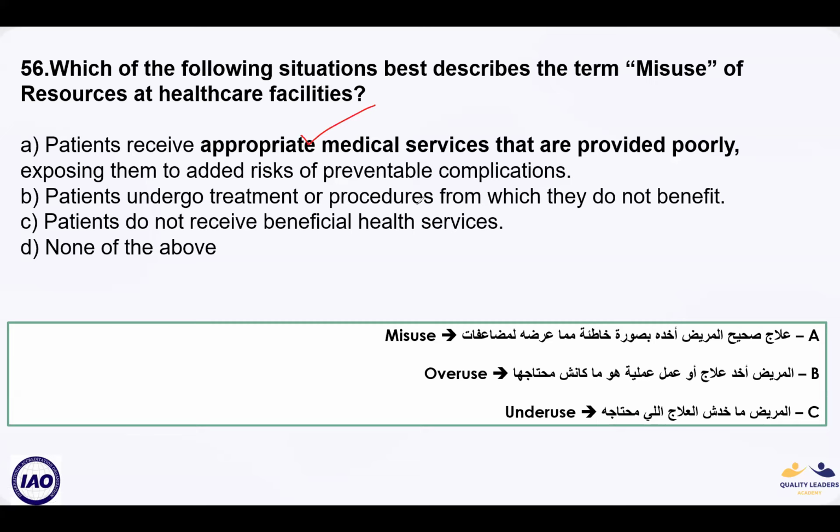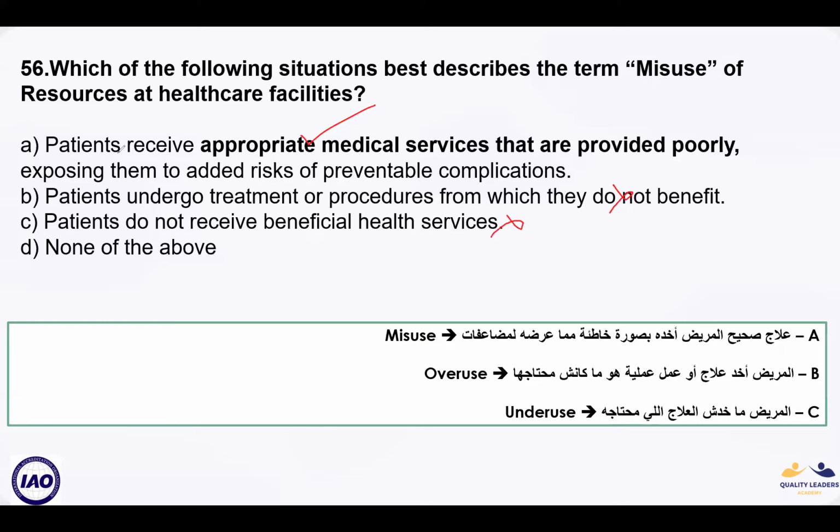Patients undergo treatment or procedures from which they do not get benefited. If there is no benefit at all, but still they are being done, that's the definition of overuse. Patients do not receive beneficial health care. If the patients do not receive beneficial health care, that is underuse.